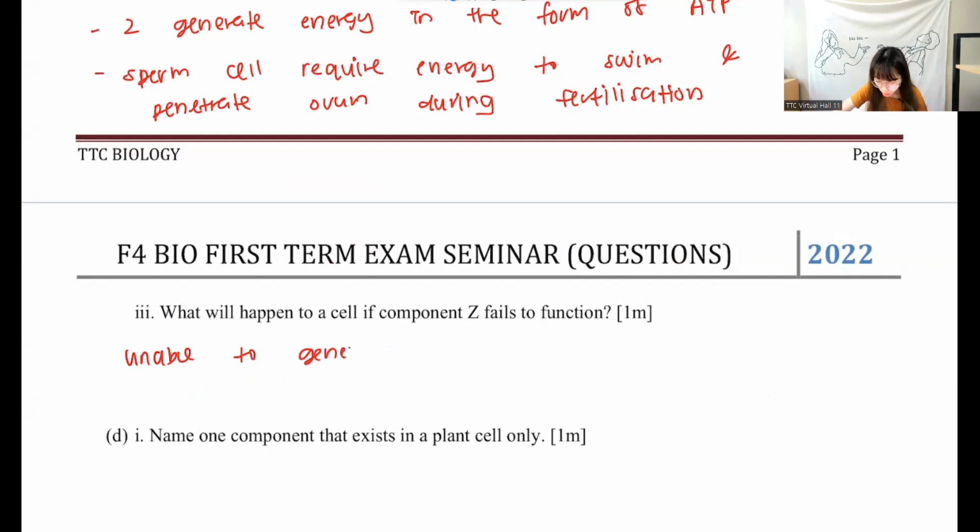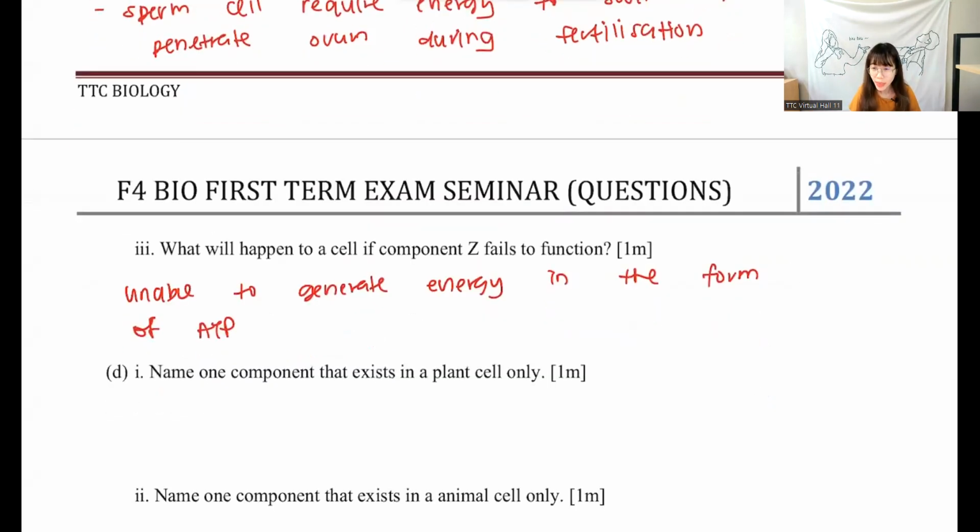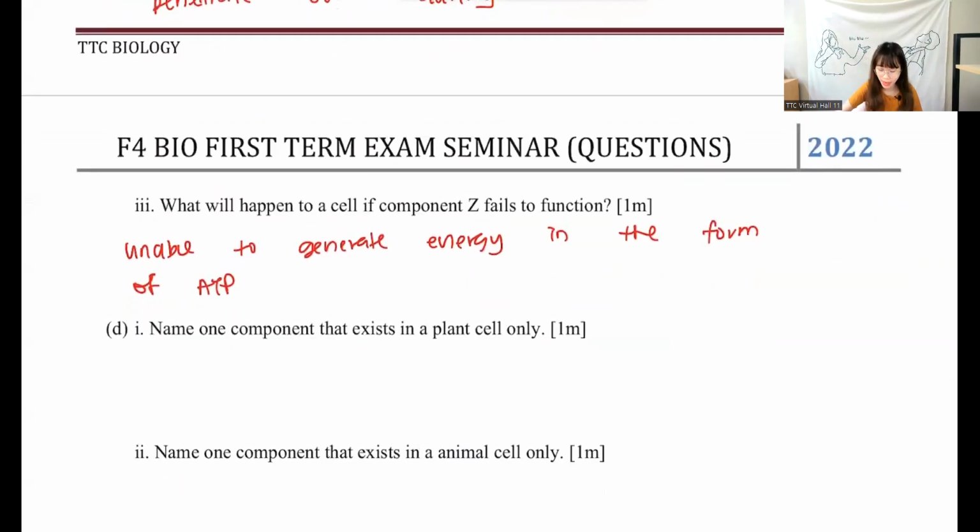Unable to generate energy in the form of ATP. So next time when you see this kind of question, write your function, in front you write the word unable. Okay? Now D1, name one component that exists only in plant cell. Only in plant cell, you can write cell wall, you can write chloroplast, also can, your choice. So let's say I write chloroplast.